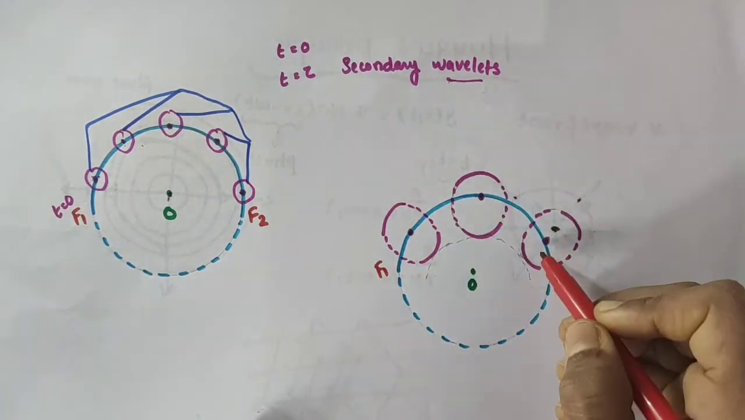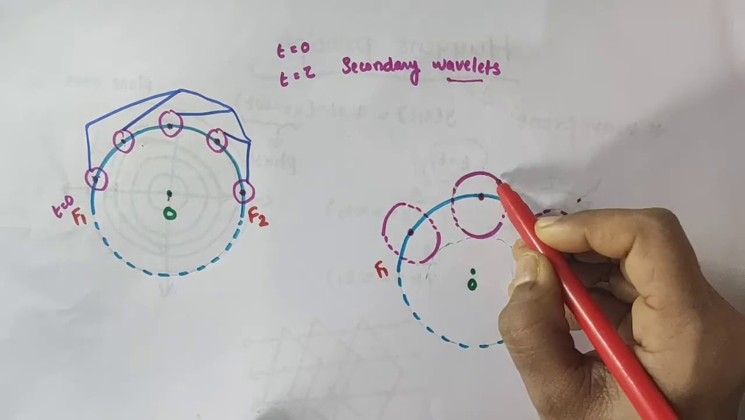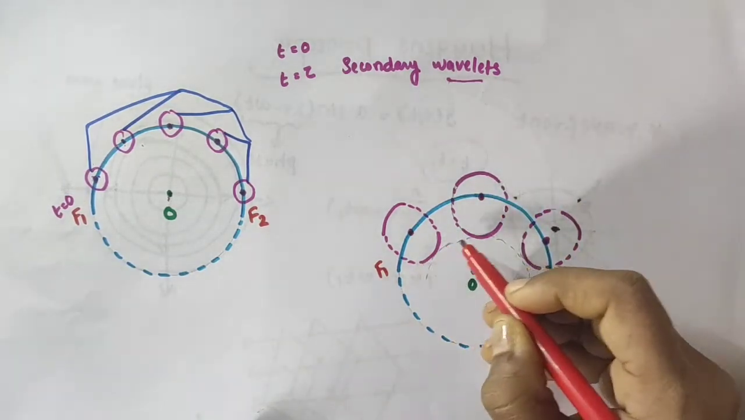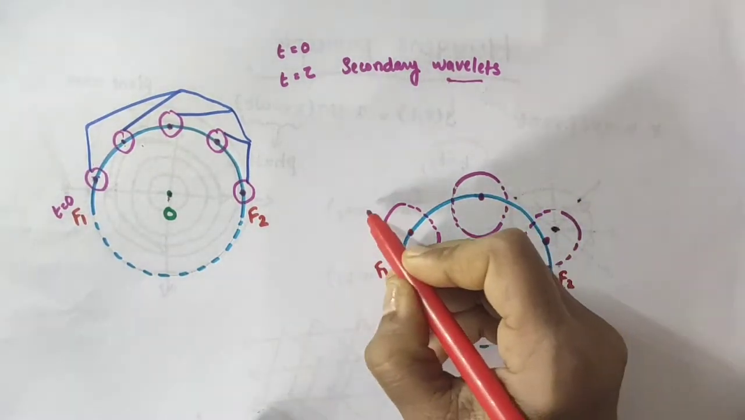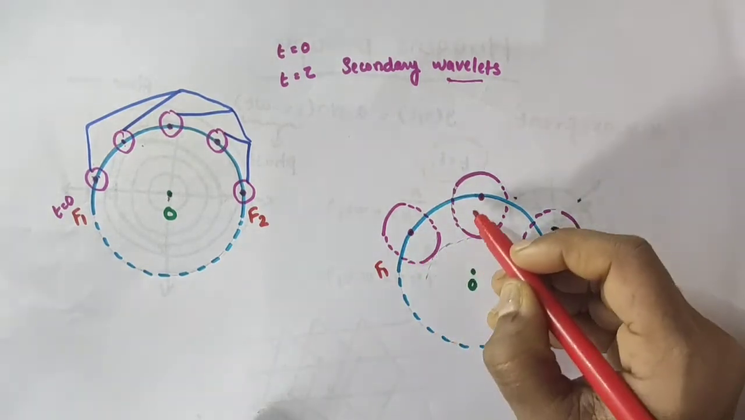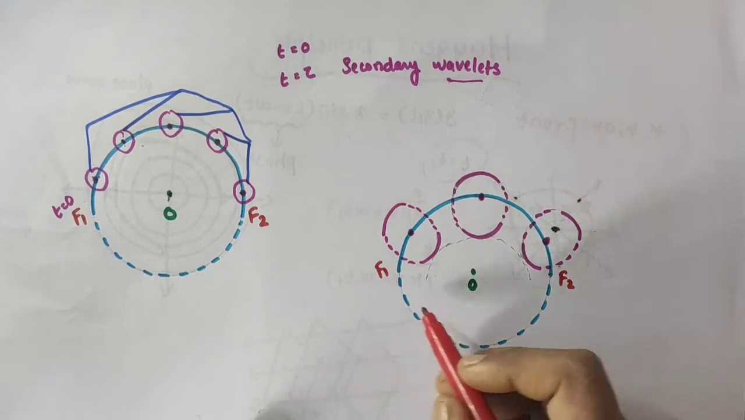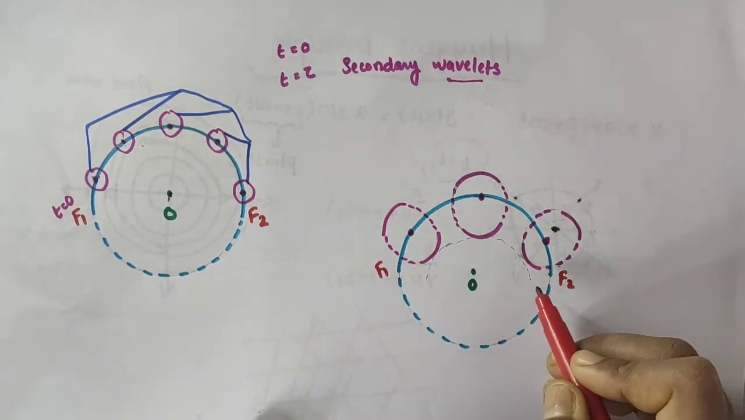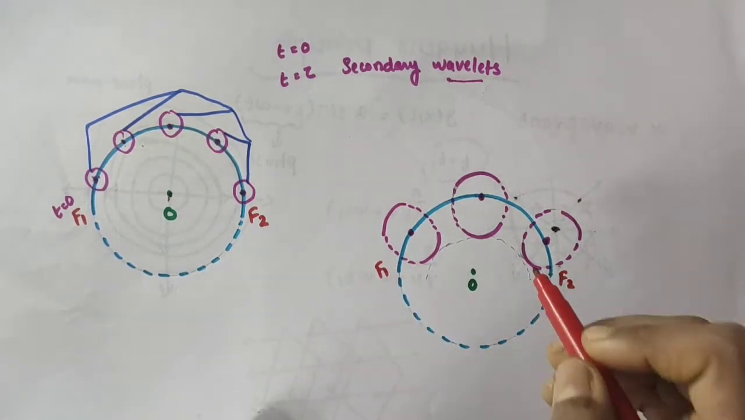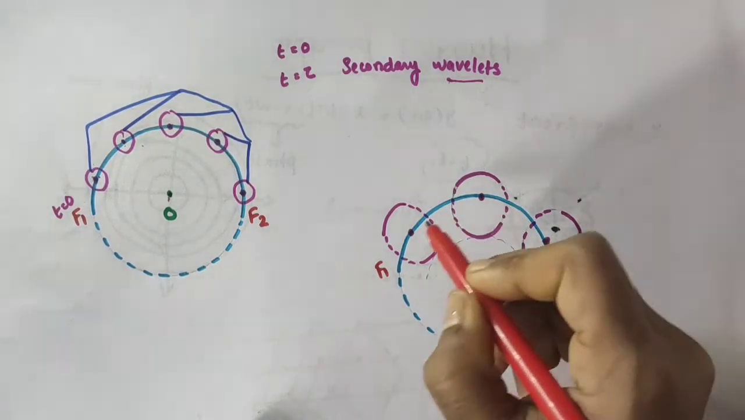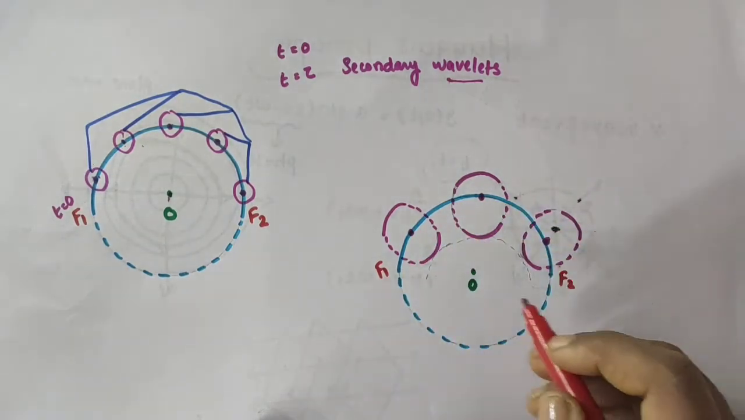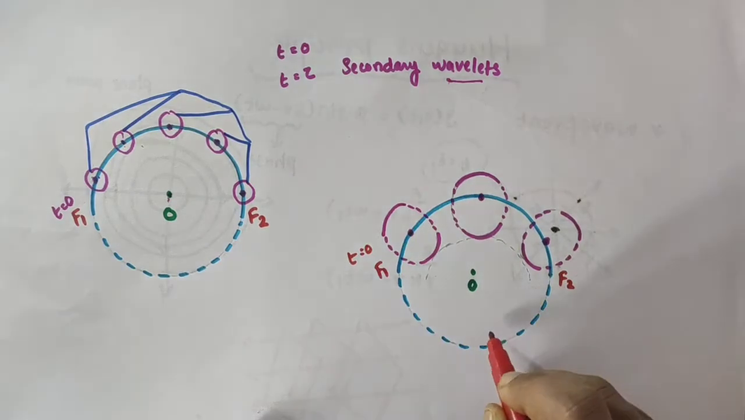Okay, so the secondary wavelets spread out in the forward direction as well as in the backward direction. We already said that this F1, F2 is actually a portion of the complete spherical wavefront at t equal to 0.